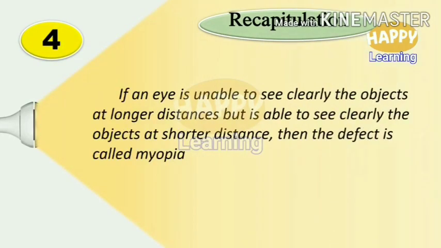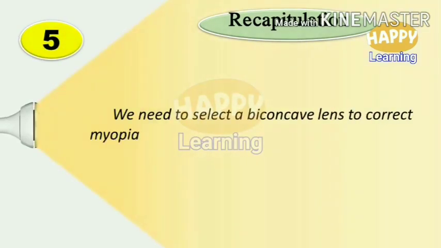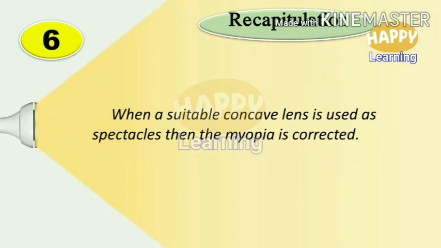Point 4. If an eye is unable to see clearly the objects at longer distances but is able to see clearly the objects at shorter distances, then the defect is called myopia. Point 5. We need to select a biconcave lens to correct myopia. Point 6. When a suitable concave lens is used as spectacles, then the myopia is corrected.